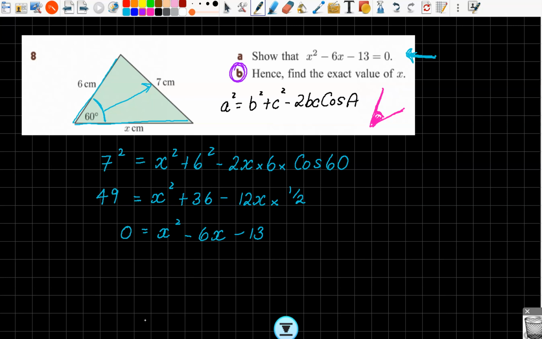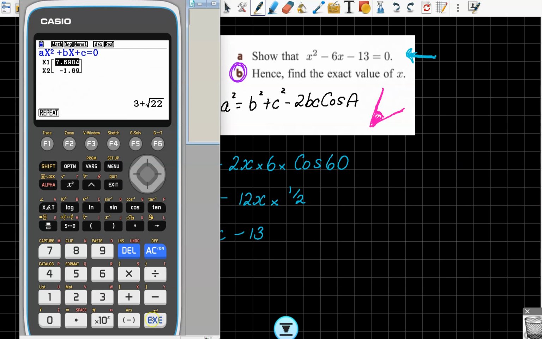Why didn't I try and factorize this thing here? Yeah, because I'm looking at the 13. The only factors of 13 are 1 and 13, and I don't think I can mush them to make 6, so forget that. You could have used the quad formula if you wanted to, but geez, let's just save our brain a little bit.